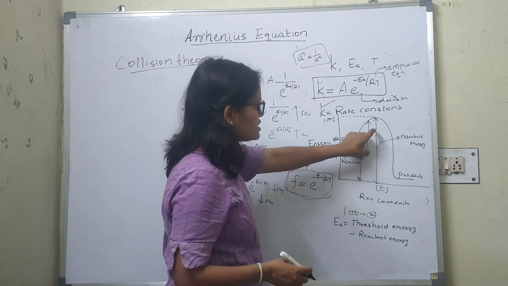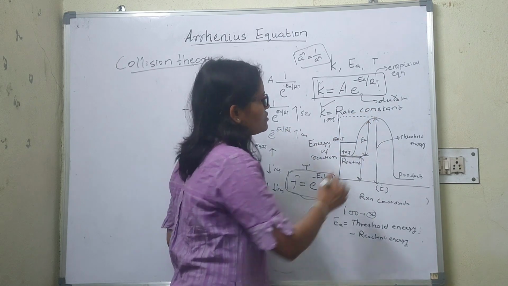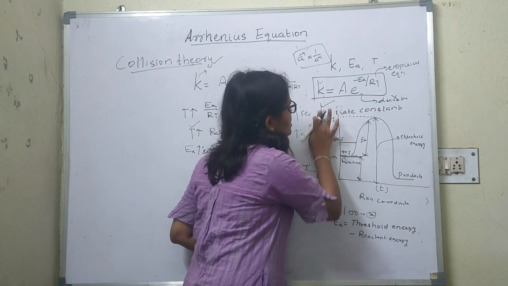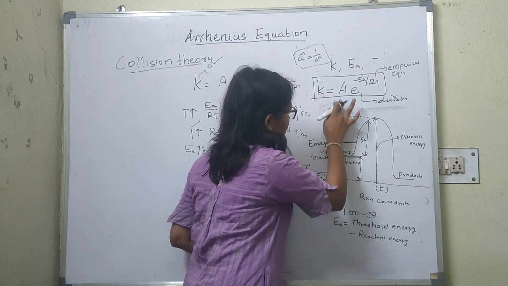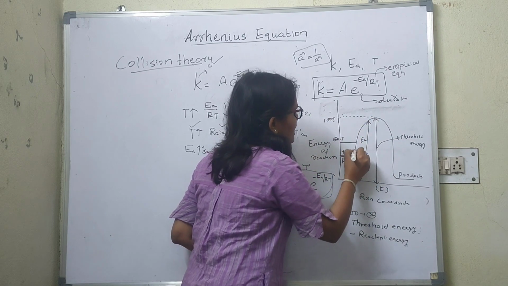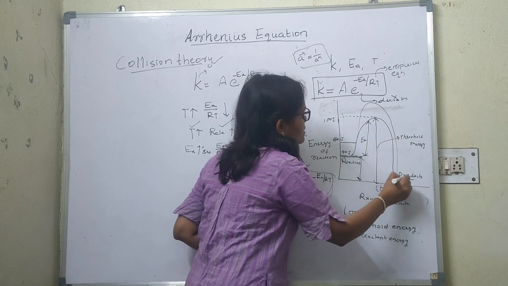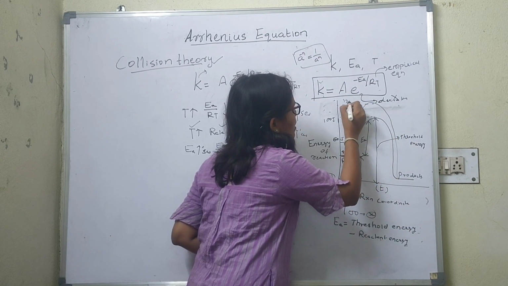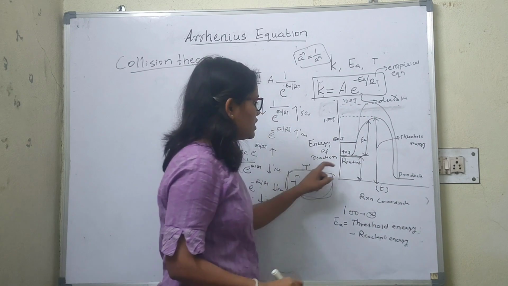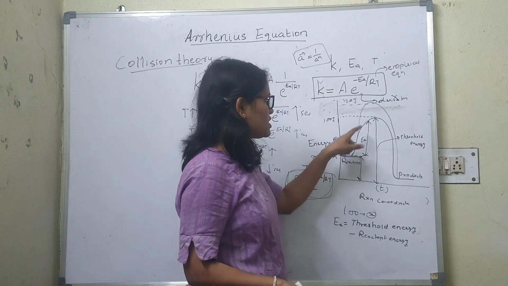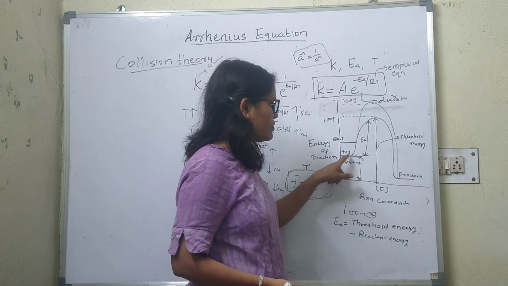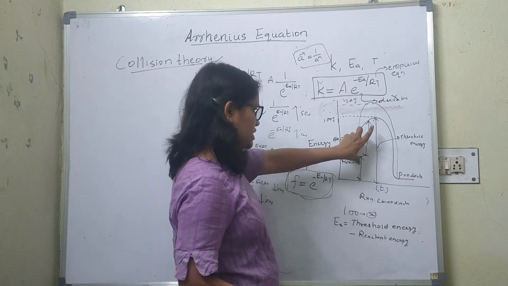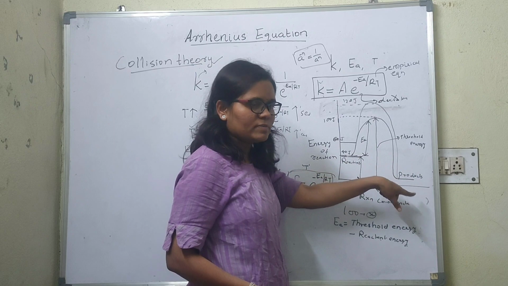So if we increase this activation energy, what will happen? If I make this activation energy as 120 joules, what will happen? Earlier the molecules needed only 60 joules of energy. So I am considering the first condition. They had 40 joules. They needed only 60 joules of energy to cross this energy barrier.